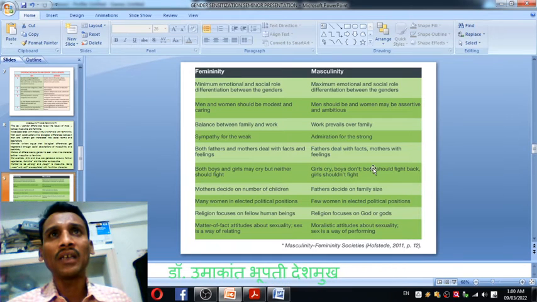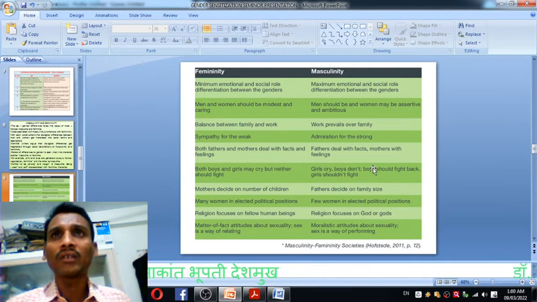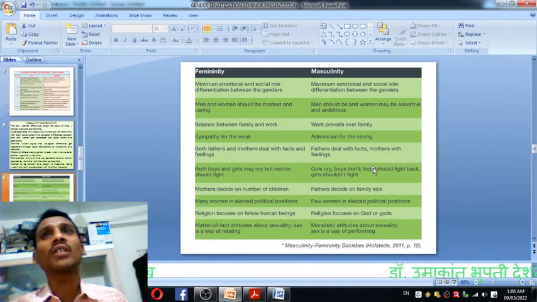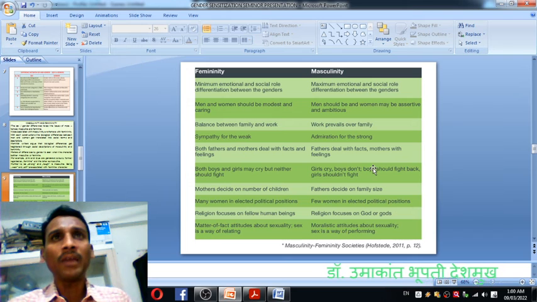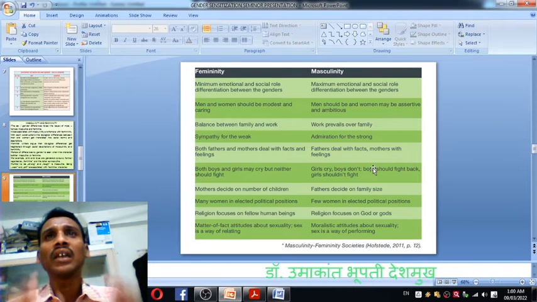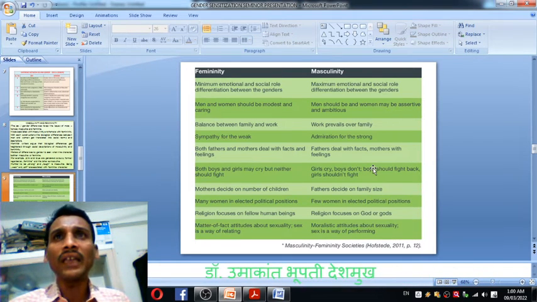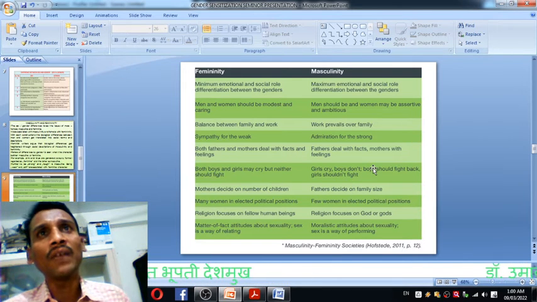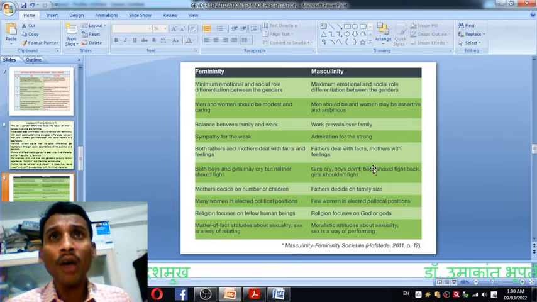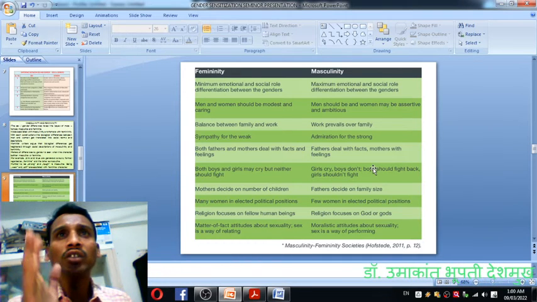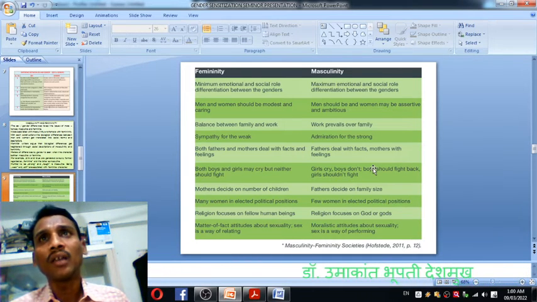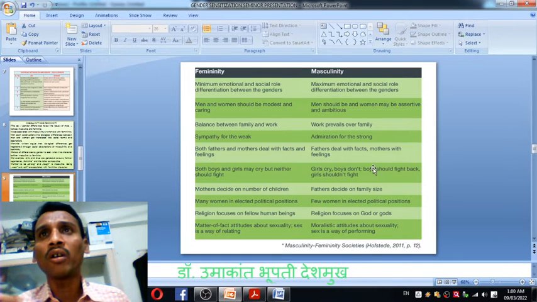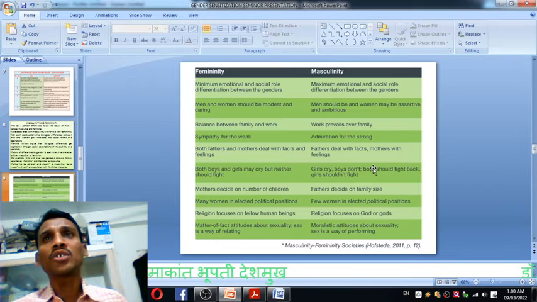In the case of femininity, sympathy for the weak. But in masculinity, admiration for the strong. In femininity, both fathers and mothers deal with the facts and the feelings. But in masculinity, father deals with the facts, mother with the feelings. Both boys and girls may cry, but neither should fight, in the case of femininity. But in masculinity, girls cry, boys don't. Boys should fight back, girls shouldn't fight back.